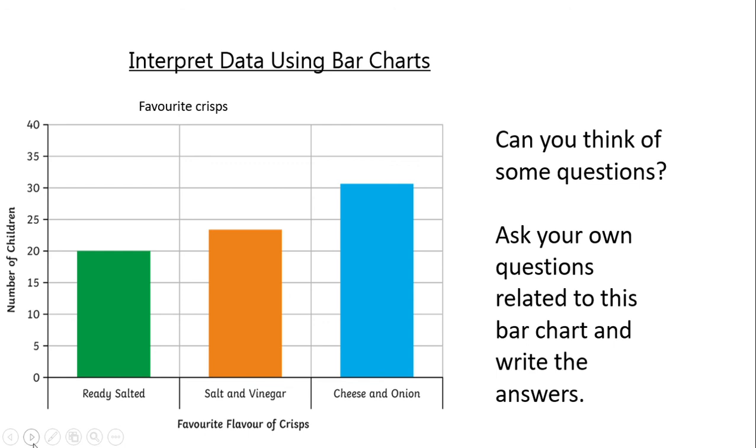So when we look at the bar here for ready salted, we can see that 20 children chose ready salted. For salt and vinegar, we can see that 23 children chose salt and vinegar. For cheese and onion, it does look like 30, but it goes slightly over, which means this is 31 children.